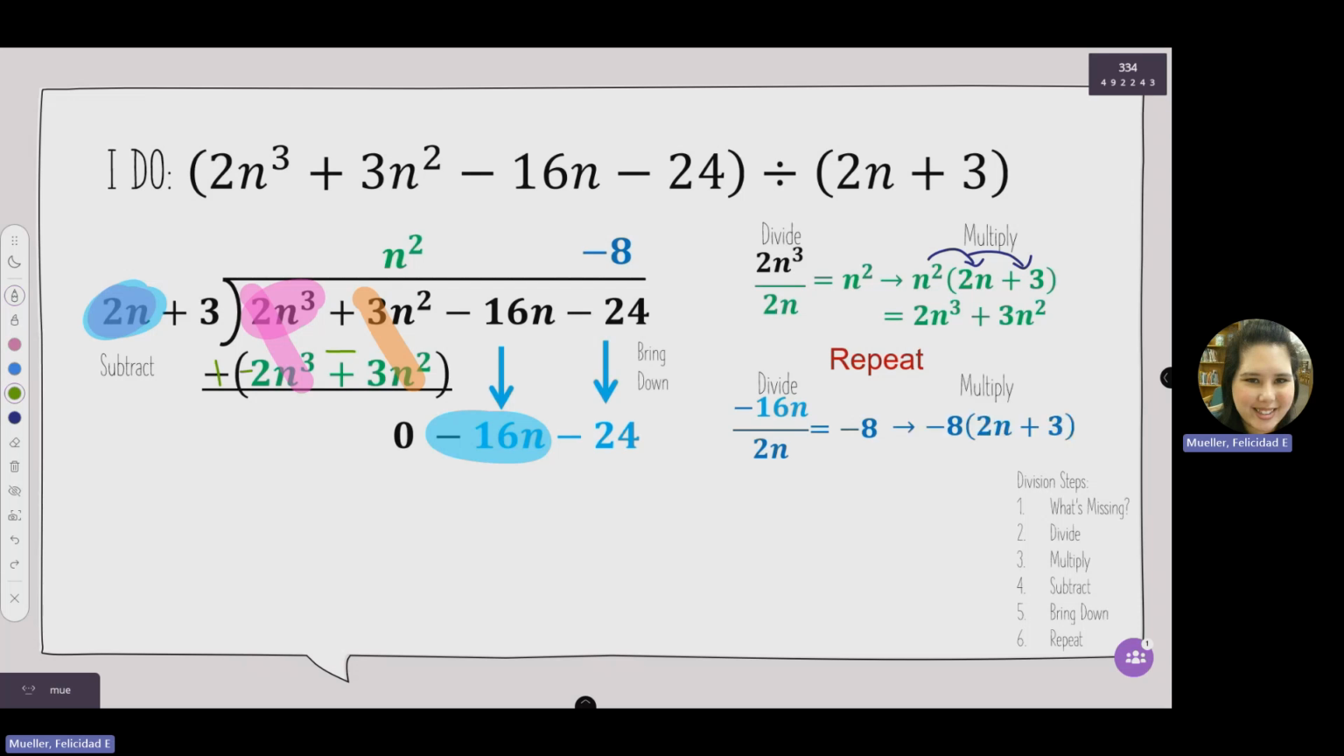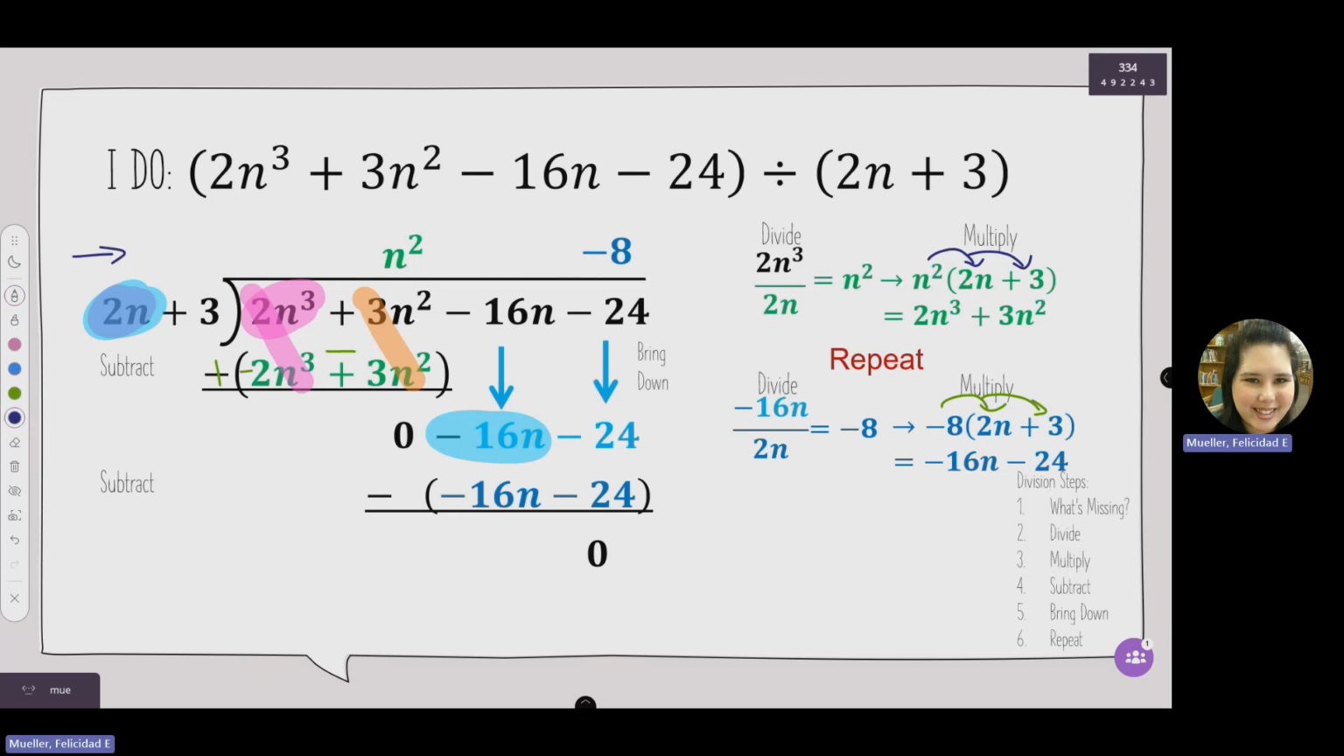So we're going to go ahead and multiply -8 by 2n plus 3 and get -16n minus 24. So we shall subtract that. And when we do that, we do get 0, which would make sense because I did tell you that we have no remainders for this first portion. So at this point, I am done.